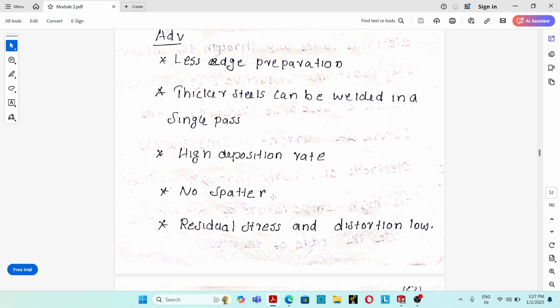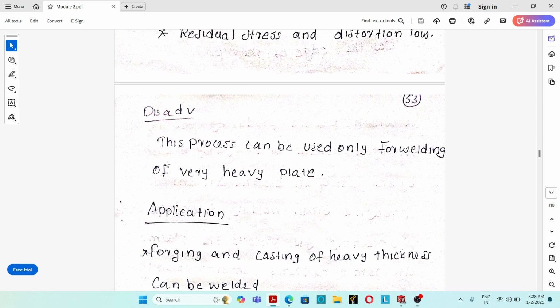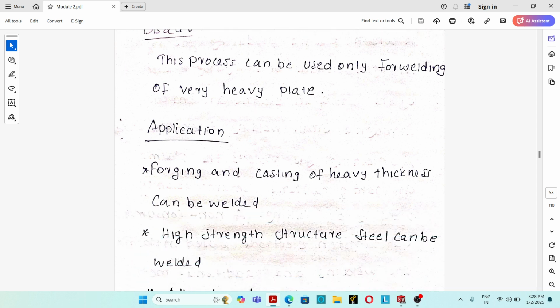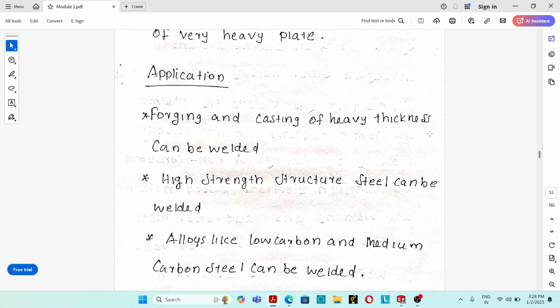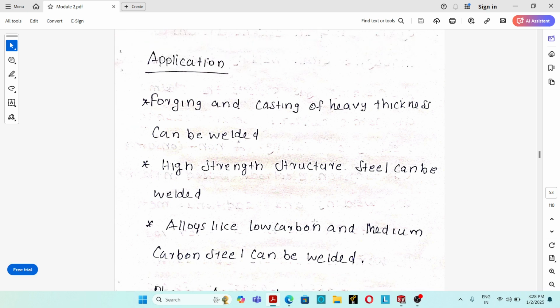So what are the advantages of the electroslag welding process? Less edge preparation. Thicker steel plate can be welded in a single pass. High deposition rate. No spatter. Residual stress and distortions are low. So what are the disadvantages? This process can be used only for welding very heavy plates. Application: forgings and castings of heavy thickness can be welded. High strength structural steel can be welded. Alloys like low carbon and medium carbon steel can be welded. So these are the advantages, disadvantages and applications of the electroslag welding process.